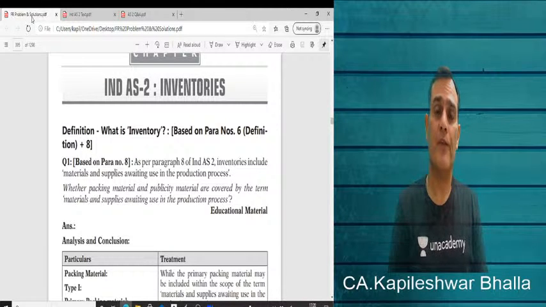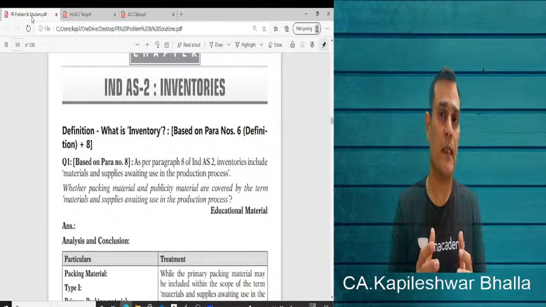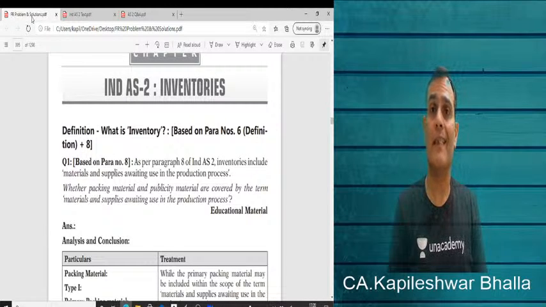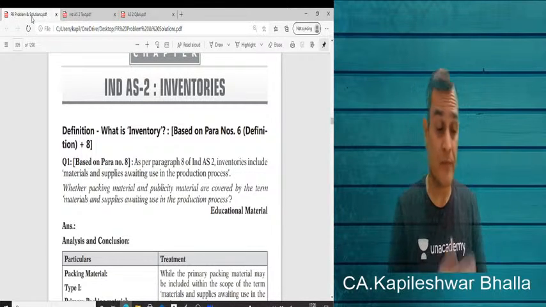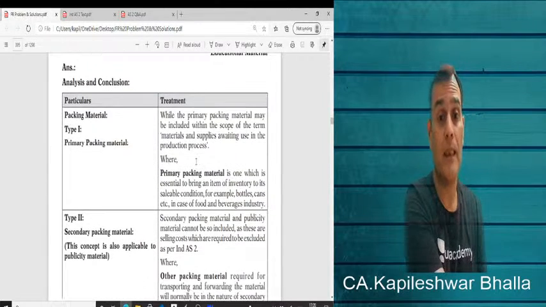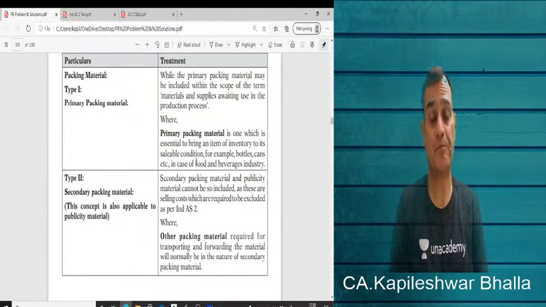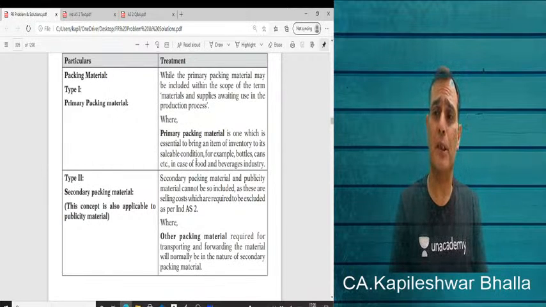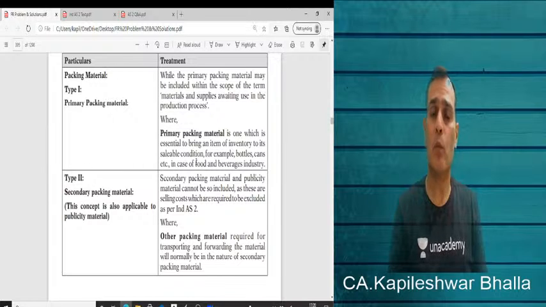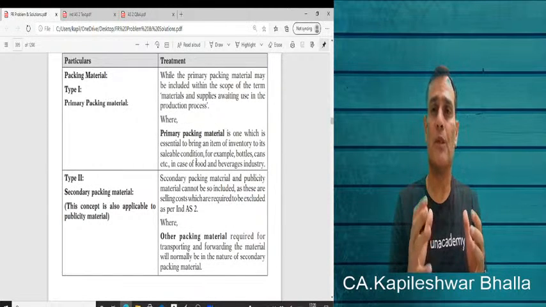So in this particular case, the analysis done in the education material said that packing material can be segregated into two categories. One is what you call a primary packing and the other is what you call a secondary packing. Now, a question that would come to your mind is what do you mean by a primary packing and what do you mean by a secondary packing? The institute also gave the concept of what is primary and what is secondary packing. But the key essence is something which is essential.